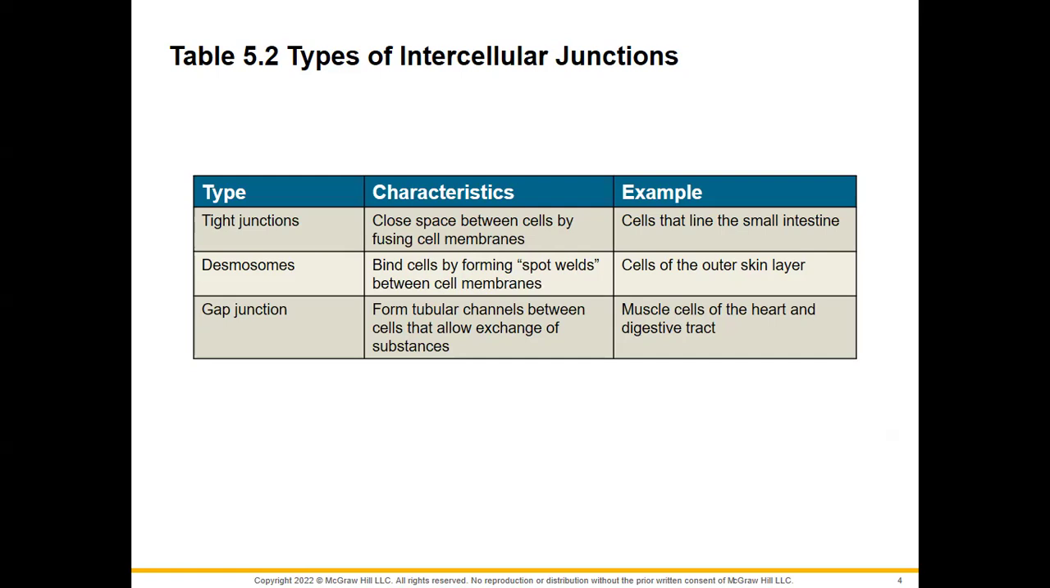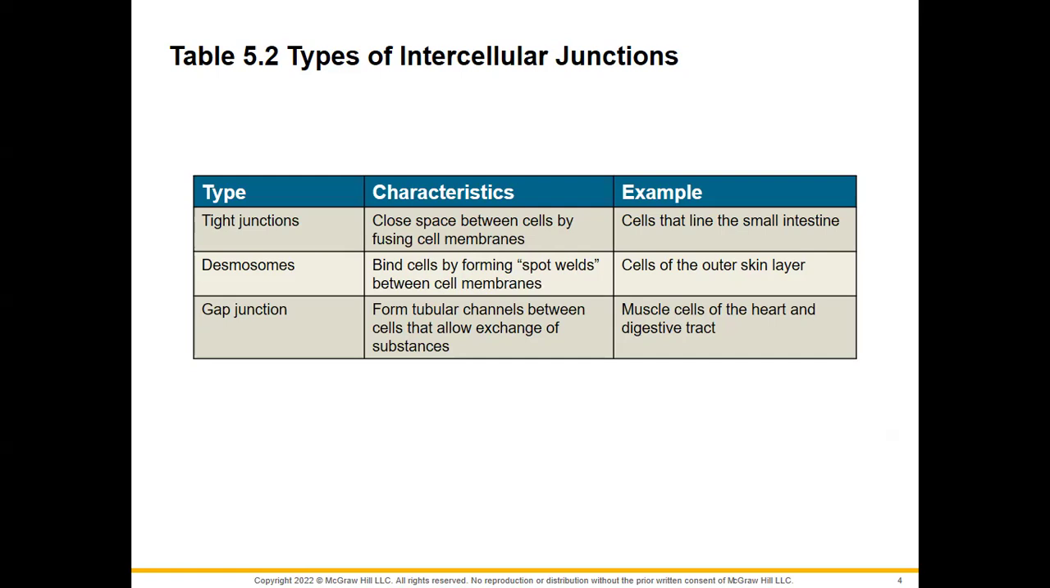You have gap junctions that are sort of the opposite. These are going to be cells that are fused together, but they're going to have holes or tunnels or channels between the cells. So these tubular channels are going to allow these cells that are connected to exchange substances. So think of it like little holes in between the walls so that one cell can share with the adjacent cell. Muscle cells of the heart and cells of the digestive tract are those that have gap junctions.